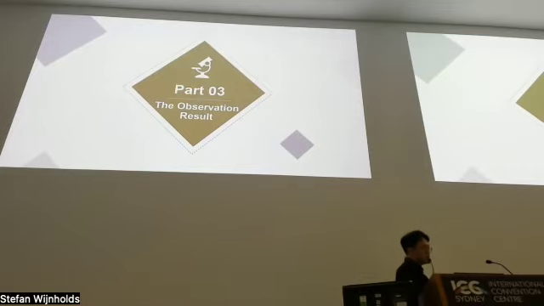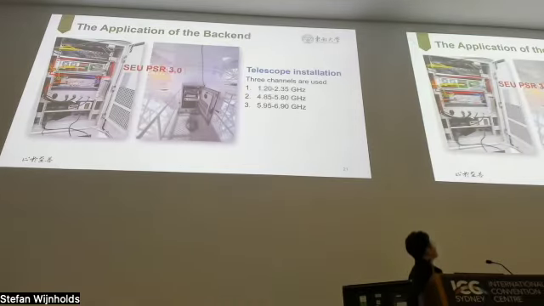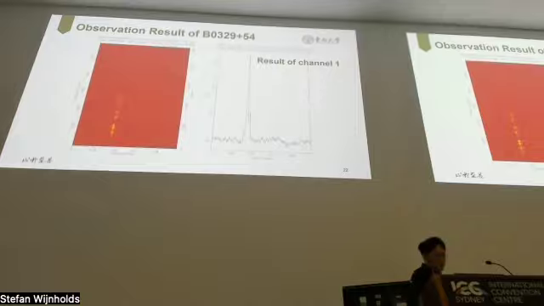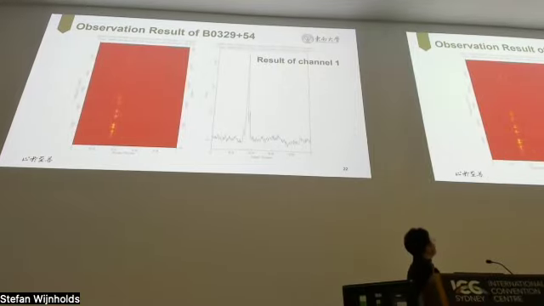So next part is the observation result. Our digital backend is installed on the Jamus 66 telescope, and it is shown here. And in this application, only 3 of the 4 channels are used, as shown here. And the observation result of a real pulsar is also given, which validates our digital backend design.